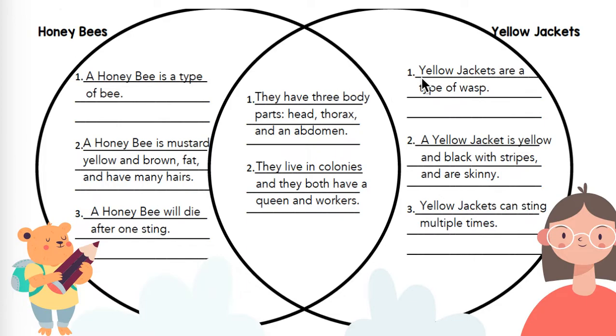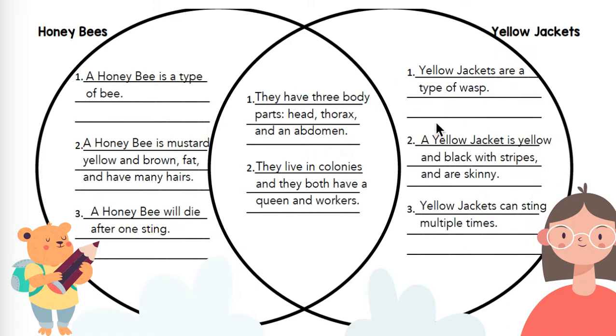So if I'm trying to contrast a type of insect, I need to do that for both. Because I said a honeybee is a type of bee, now I need to write how yellow jackets are different from that. So I wrote yellow jackets are a type of wasp. Over here on number 2, I wrote about how the honeybee looks, okay?